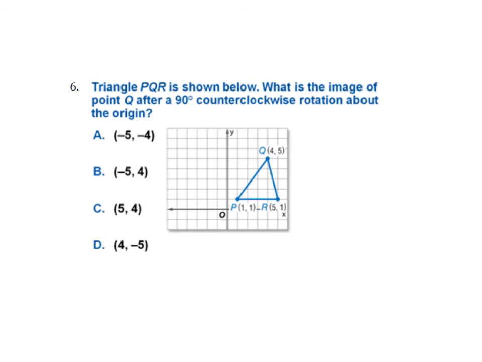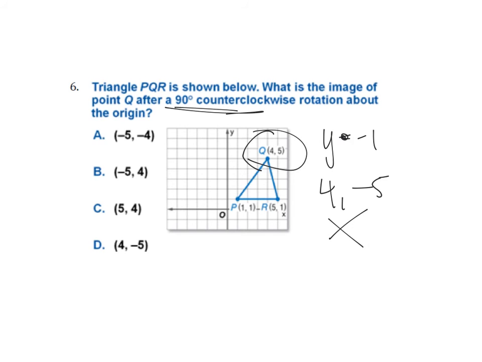What is the image of point Q after a counterclockwise rotation about the origin? Again, 90 degrees, y times negative 1, switch. So that makes 4, negative 5, switch, negative 5, 4. So I get B for that one.